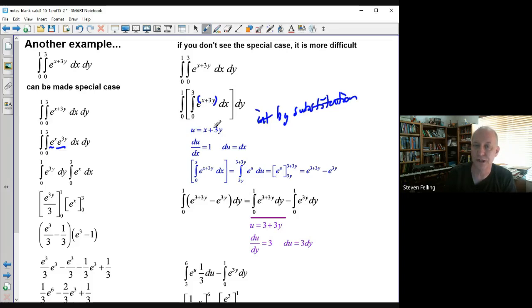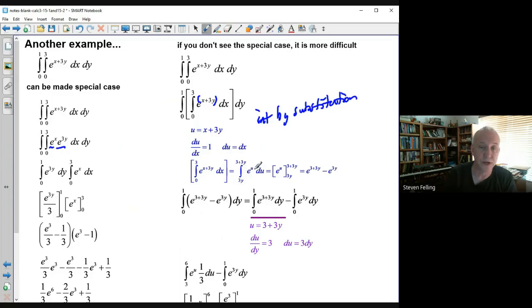So if u is x plus 3y, du dx is 1, therefore du is dx. And that means you can take this inner integral, change the x plus 3y part to a u, replace dx with du, but then you have to replace the limits of integration. So if x is 0, then if you plug that in here, u is 3y. So this has to become 3y. And then if x is 3 and you plug that in here, then u becomes 3 plus 3y.